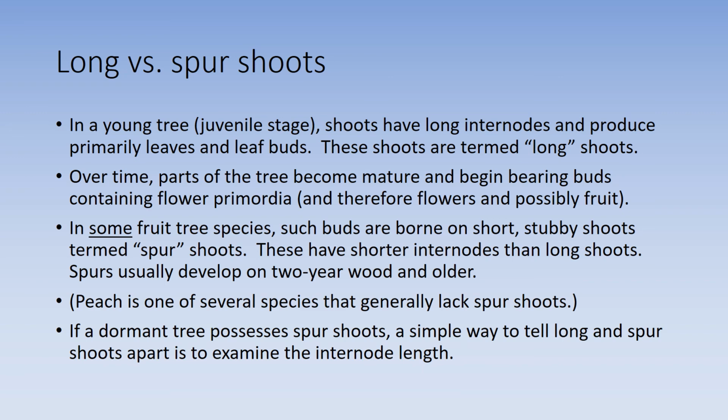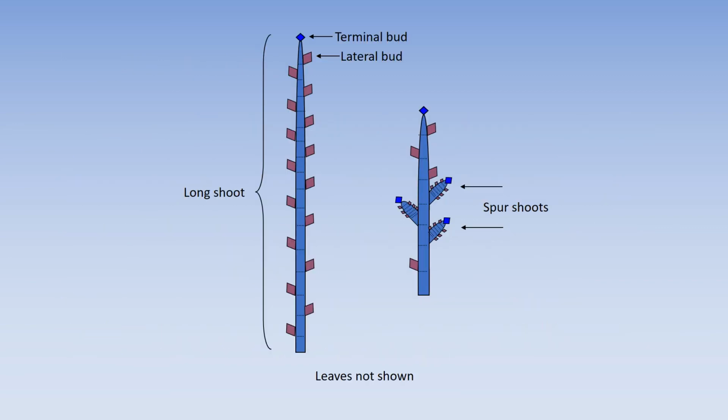Peach is one of several species that generally lack spur shoots. If a dormant tree possesses spur shoots, a simple way to tell long and spur shoots apart is to examine the internode length. On the left is a long shoot. Notice the internode length. On the right, 3 of the lateral buds of the long shoot have grown into spur shoots. Notice how short the internodes are.